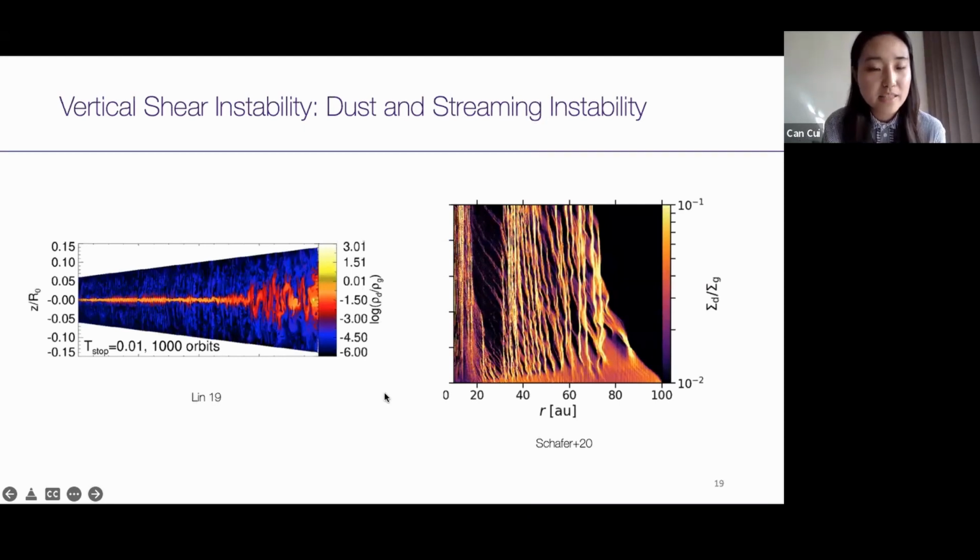Also, protoplanetary disks are the birthplace of planets, so there are dust particles embedded in the disk. Once we incorporate dust in the simulations, we find that the vertical motions of the VSI turbulence could stir up or mix these dust particles. And once we have the back reaction of the dust on the gas, there will be an instability called the streaming instability, and this will lead to dust concentrations in stripes in the disk.